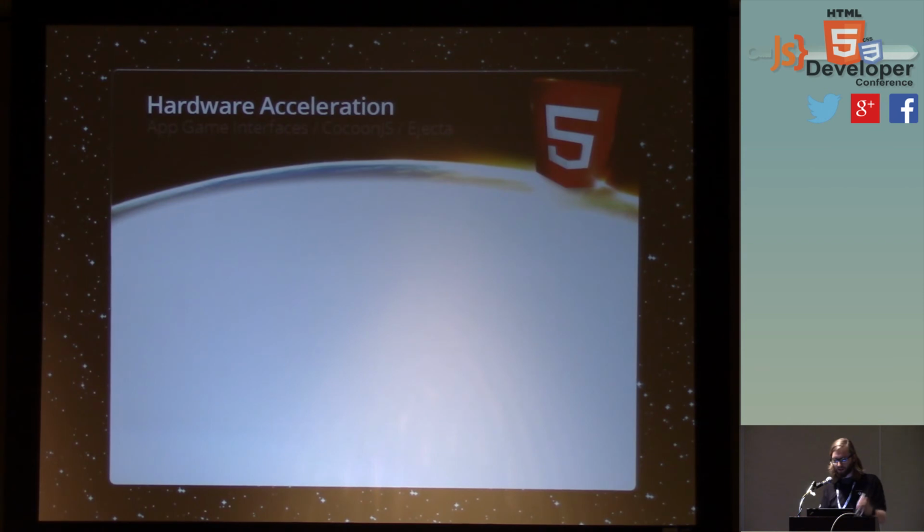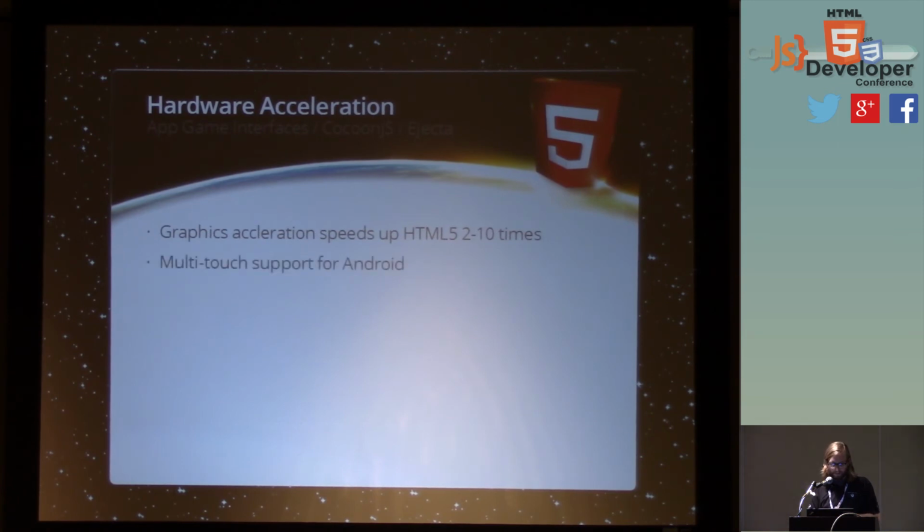So for hardware acceleration, which I've talked about already multiple times, I'm just going to talk about it again. It's in my slide. Graphic acceleration speeds up HTML5 2 to 10 times. Again, it's typically porting over to OpenGL, and it's getting hardware rendering of your JavaScript runtime. It does have multi-touch support for Android if you deploy with App Game Interfaces, Cocoon.js, or, well, Ejecta's not on Android, but you will get multi-touch. You can do that jump and run game you wanted with good performance, and the person won't actually know it's not native. So you can get good performance, good usability and good interactions.